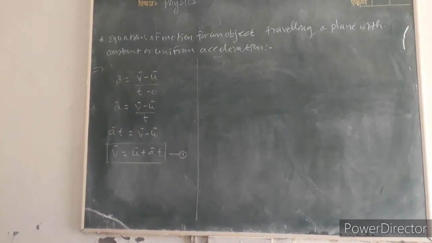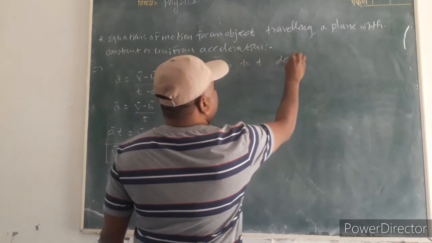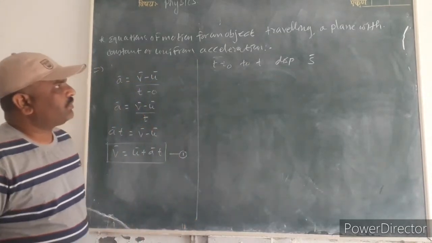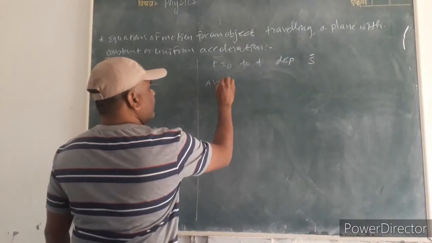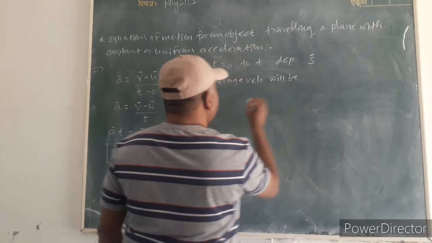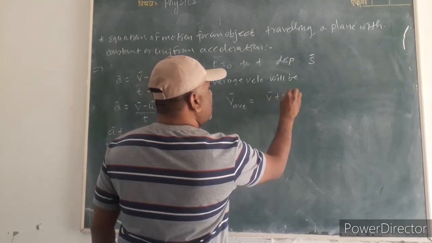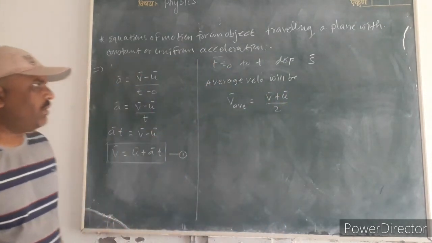Now, in case of displacement, the displacement of the particle at starting point t is equal to 0 and the time is varying, t is equal to 0 to t, then the displacement is say s bar, and the average velocity will be v bar average is equal to v bar plus u bar upon 2. This is the average velocity.